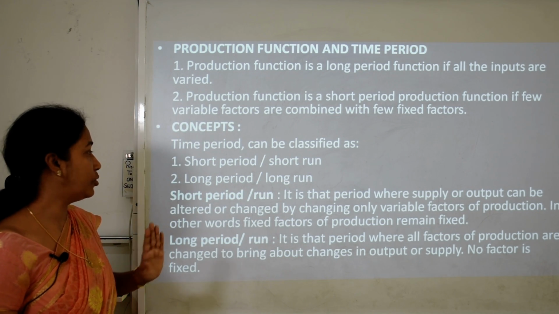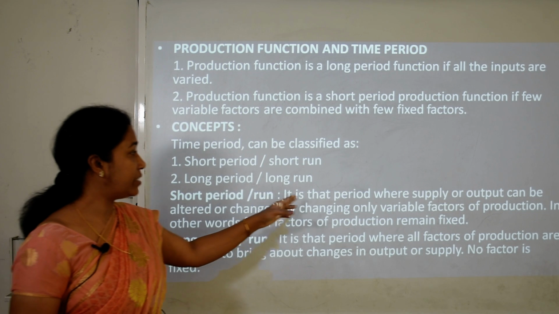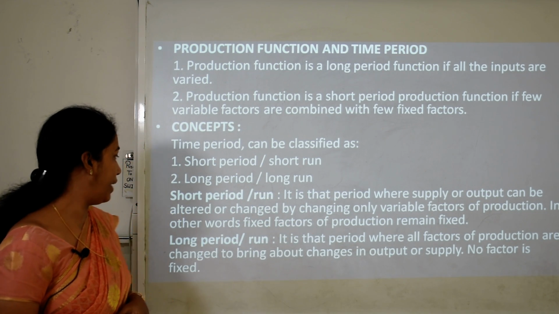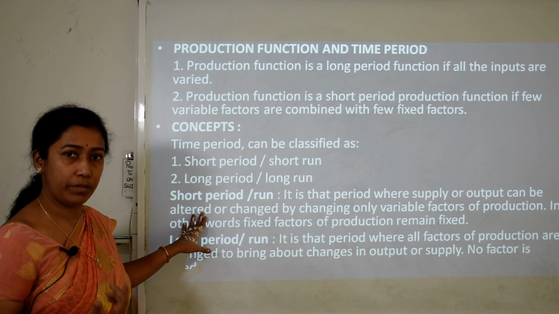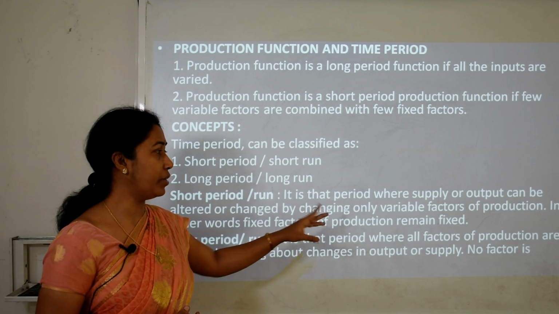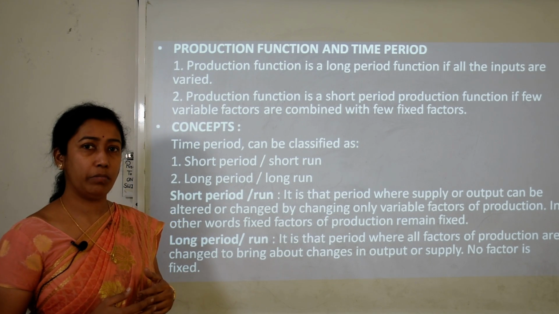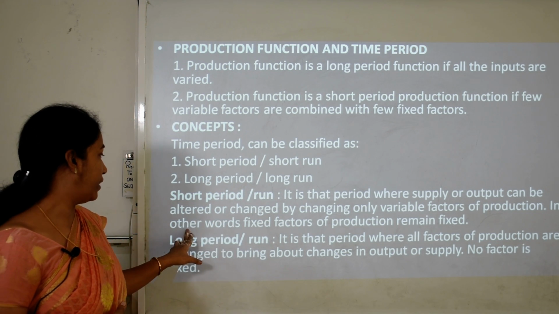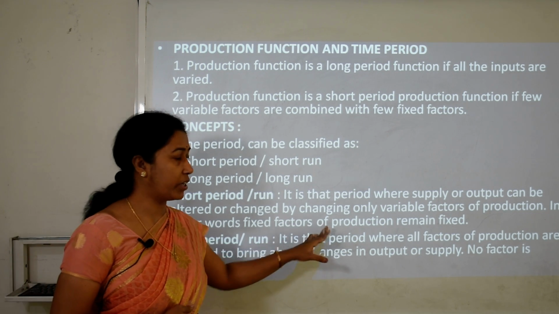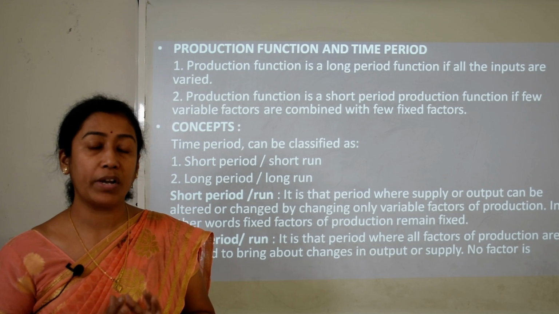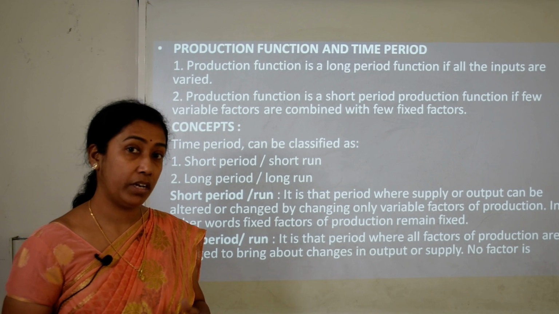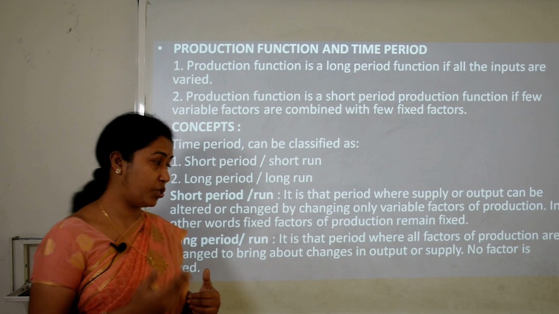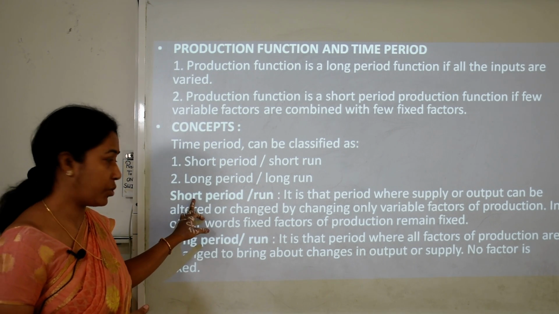Now first we talk about short period or short run. It is that period where supply or output can be altered, meaning can be changed, by changing only variable factors. Variable factors here can be raw material or labor, etc. In other words, fixed factors of production remain fixed. That means those that are fixed factors will remain the same, whereas variable factors are going to change in the short run.